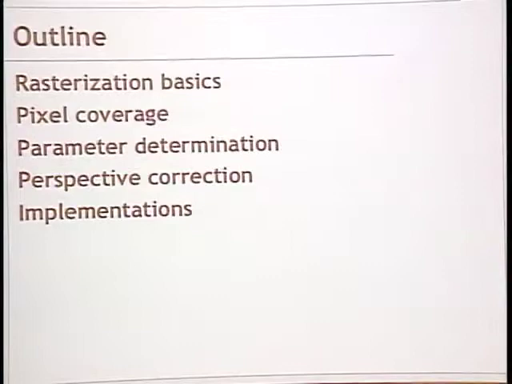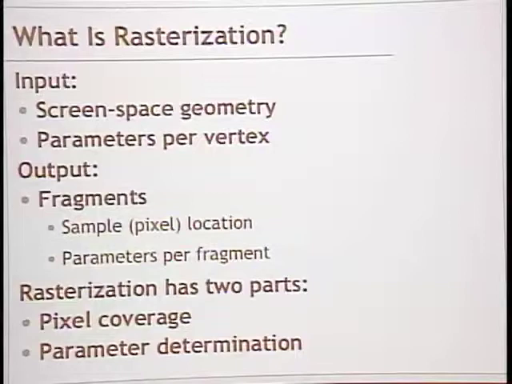Okay, up to the geometry stage, we do all these geometry kinds of things. When we're done with the geometry stage, what we come out with is triangles in screen space. We've got a bunch of triangles in this 640 by 480 or 1280 by 1024 kind of space. What we have is a position at every vertex, in screen space, and then we have parameters at every vertex.